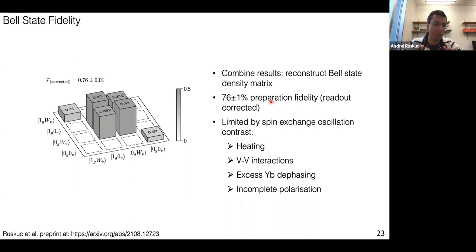And at the moment, even though we don't know exactly what's limiting this, we have a number of hypotheses. So we think it could be caused by heating induced by the RF field that we're applying. It could be caused by some vanadium-vanadium interactions, which we haven't been considering yet in our model, for instance, exchange interactions. It could be caused by some excess dephasing on the Ytterbium, or it could also be caused by incomplete polarization of the vanadium spins.